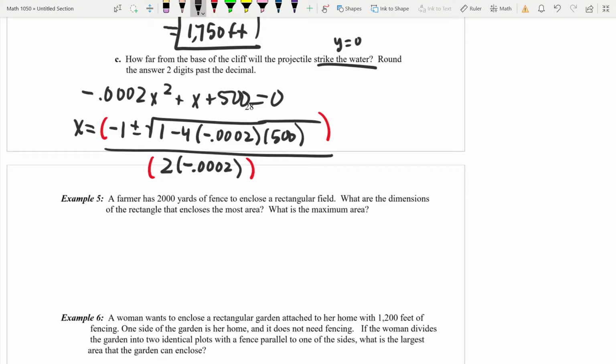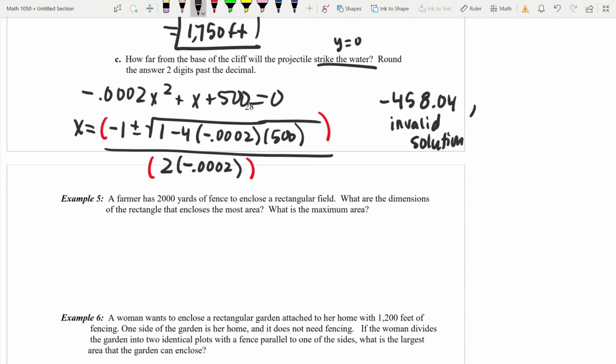Parenthesis. Negative 1 plus square root, x squared. 1 minus 4 parenthesis. Negative 0.0002, close it. New parenthesis, 500. Right now, every person tell me, how many times do I close it? 3. Close, close, close. Divided by parenthesis, 2 times negative 0.0002, close, enter, and I get, they want 2 digits, so it's negative 458.04. I know immediately that is not going to work, so I'm going to write right now invalid solution.